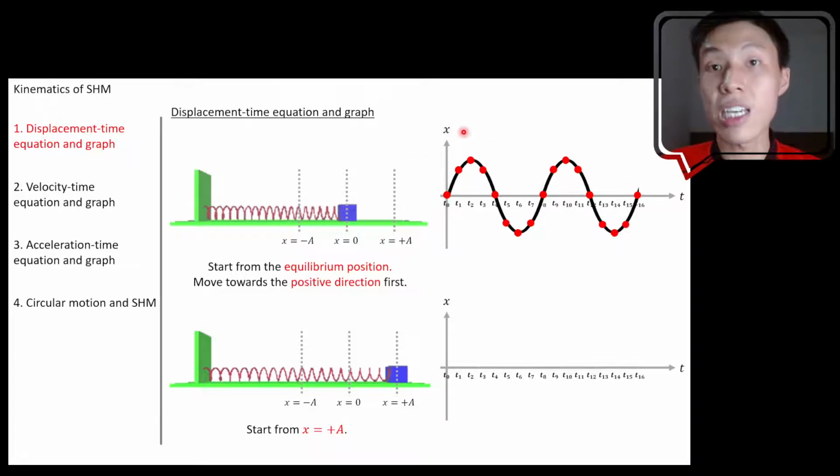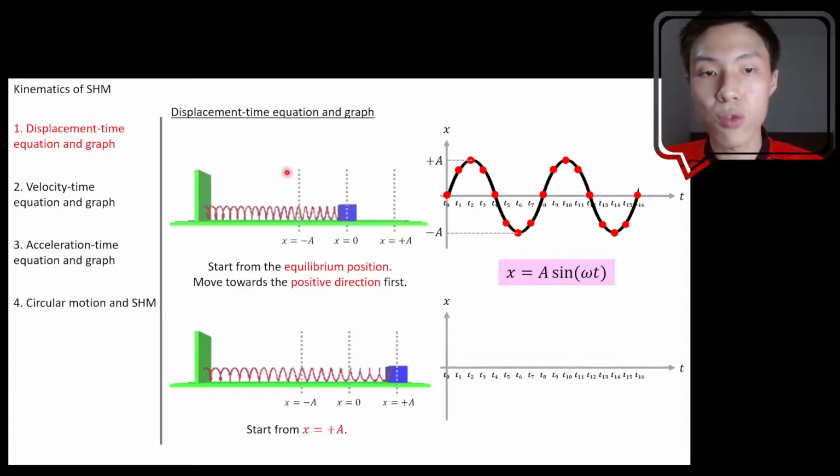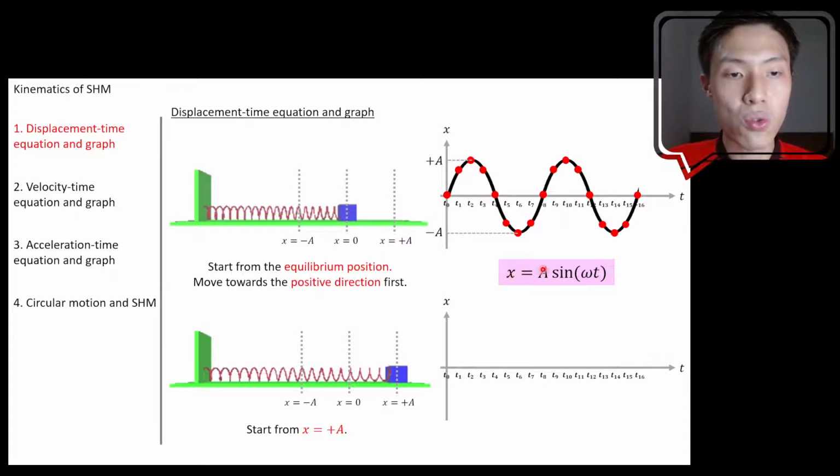Therefore, we should expect the equation that relates the displacement and the time to have a sine inside it. We know that the maximum positive displacement and negative displacement are the positive amplitude and negative amplitude respectively. We have discussed this in the parameters video earlier. So from here, we know that the equation to describe this graph and this motion will be x equals A, the amplitude, sine, because the shape of the graph is a sine curve, and omega t.